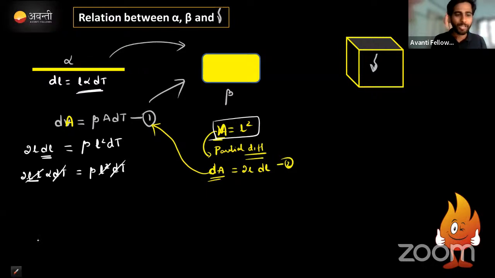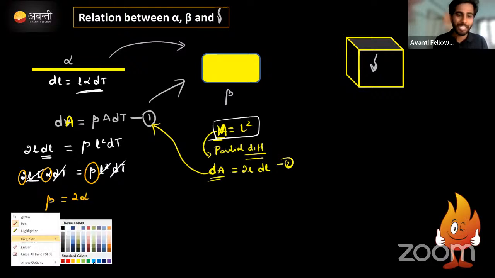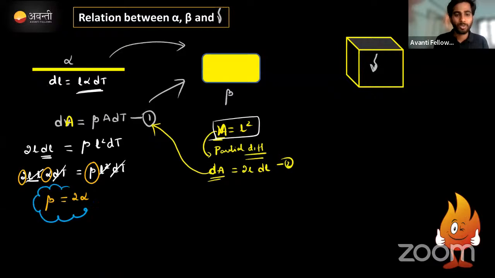What is the remaining thing? Look once, guys, here 2 remains and then alpha remains, here beta, means beta value will be equal to 2 times alpha. What is coming? Beta value is equal to 2 times alpha. Means in linear expansion, alpha is expansion in only one dimension, but in beta, what happens? Expansion happens in 2 dimensions. That's why it is equal to 2 times alpha. Clear, right? Let me know.